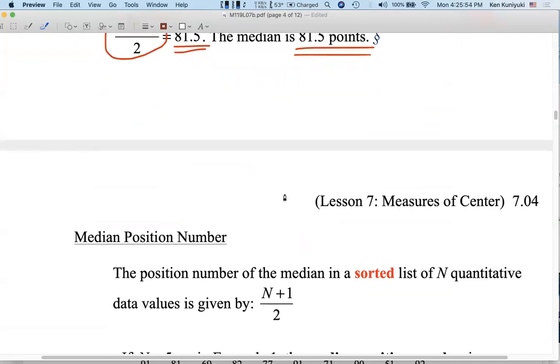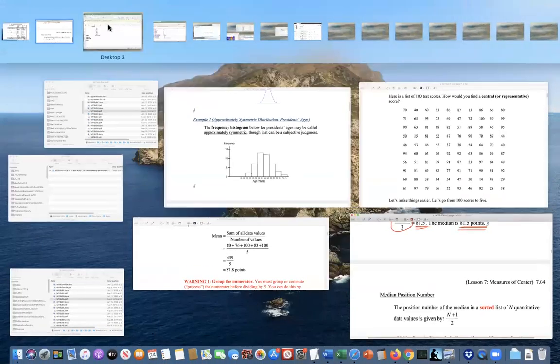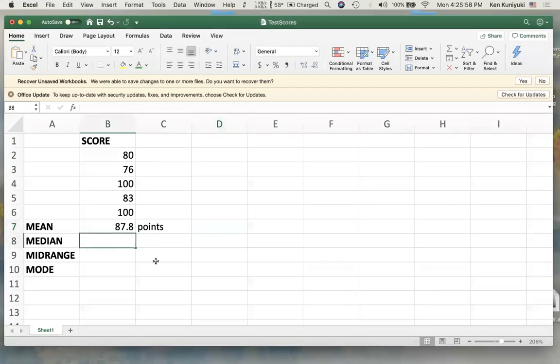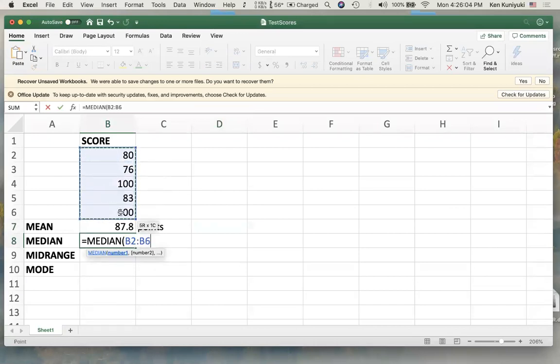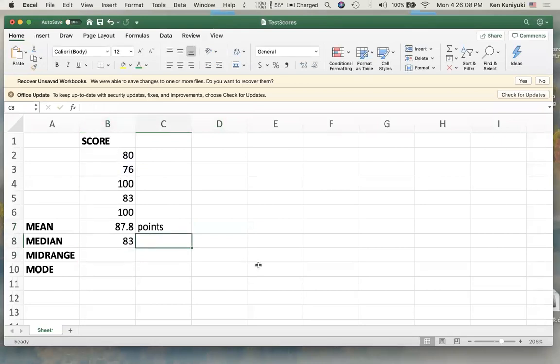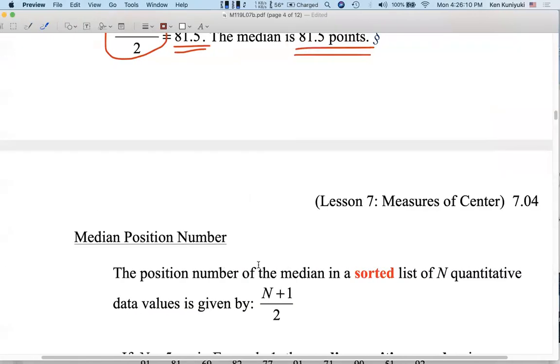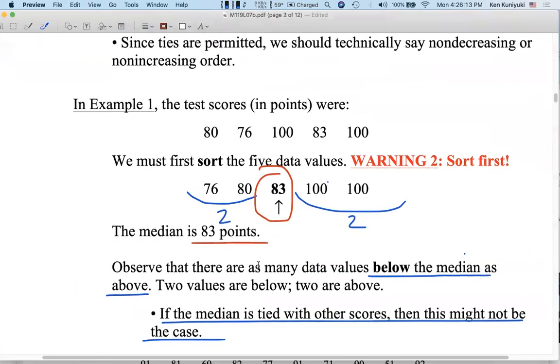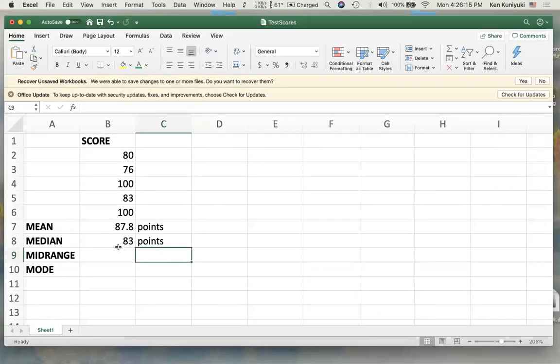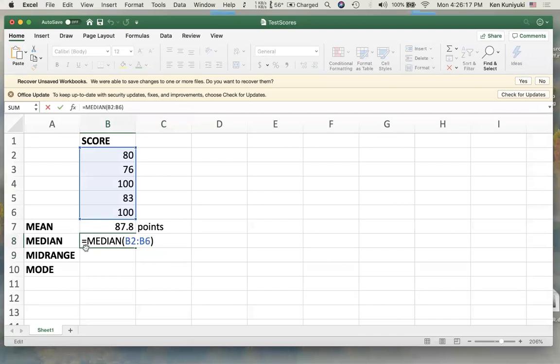Now, before I go on to that, yes, on Excel, you can do this in a very straightforward manner. Equals median. I can scan my mouse over these. We get B2 through B6. We get 83, and then put points. Okay, that verifies what we had before. Yes, the median was 83 points. So if you have Excel, yes, you can find the median. Remember that you put an equal sign to start off the command.